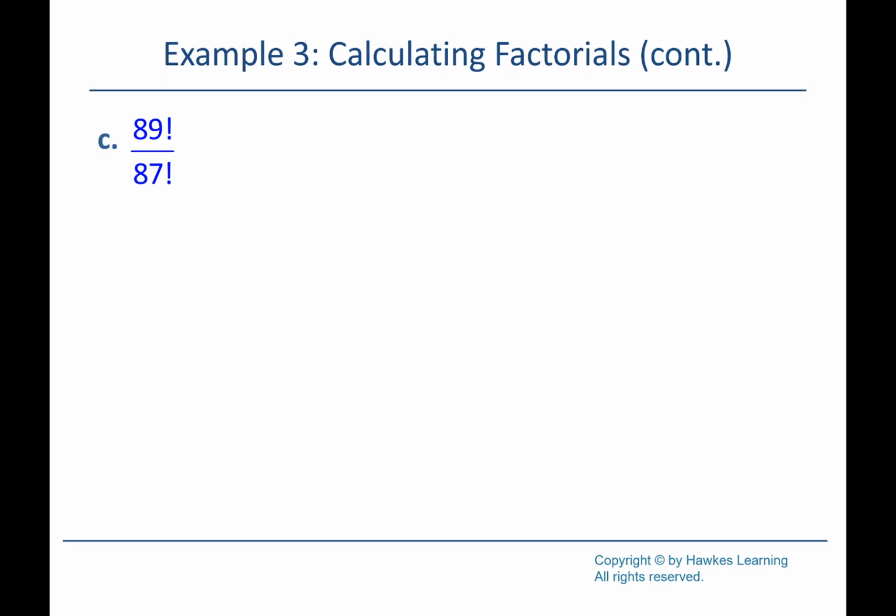But we're smarter than our calculators. So we can actually figure this out, because there's a neat little pattern here that happens. If we do 89 factorial, that would mean 89 times 88 times 87 times 86 times 85, all the way down. We would end up, on the end, with 3 times 2 times 1.